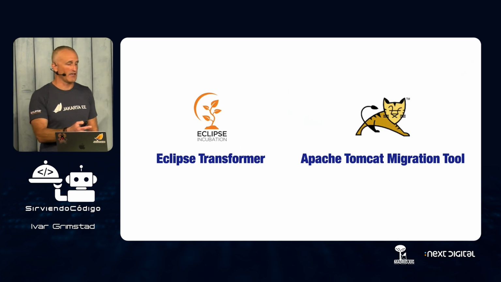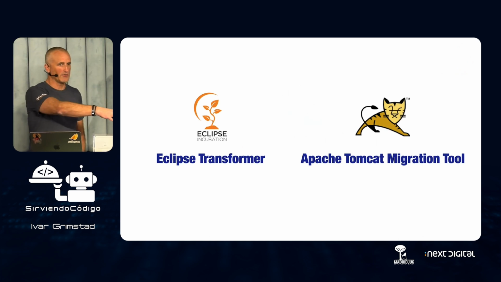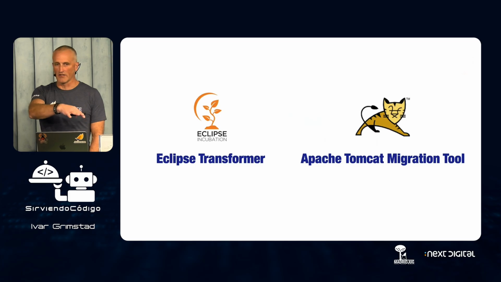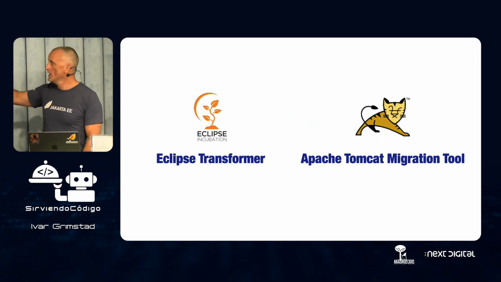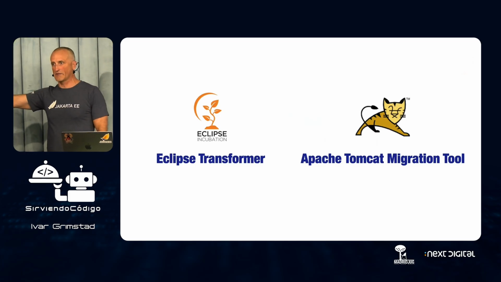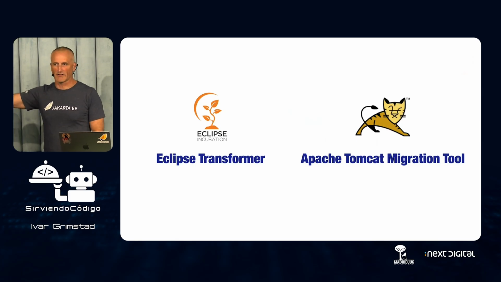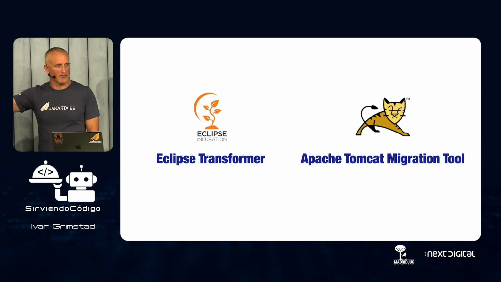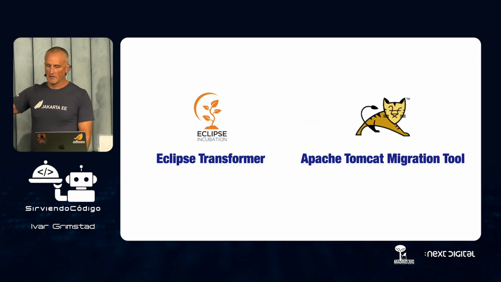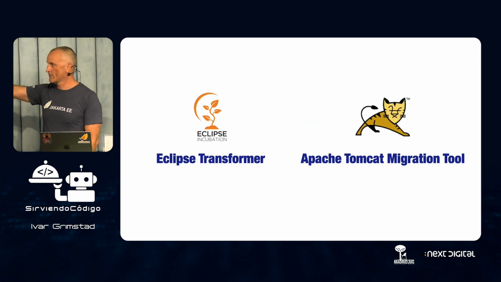So if you had any third-party libraries that were transitive dependencies in your application, and this worked for Spring as well, so if you had any transitive dependencies that were on the javax namespace, you can just run them through these transformers, and the bytecode would be on Jakarta. And both of these tools work perfectly fine.